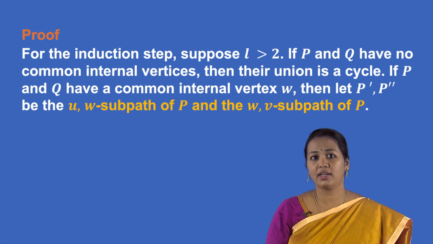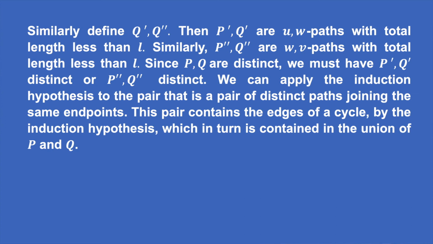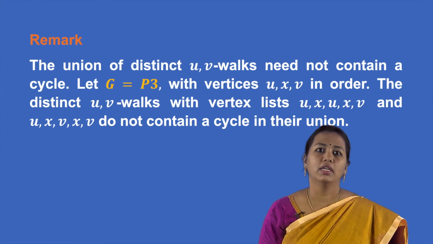If P and Q have a common internal vertex w, then let P', P'' be the U,w-subpath of P and the w,V-subpath of P. Similarly, define Q', Q''. Then P', Q' are U,w-paths with total length less than L. Similarly, P'', Q'' are w,V-paths with total length less than L. Since P and Q are distinct, we must have P' and Q' distinct, or P'' and Q'' distinct. We can apply the induction hypothesis to that pair, a pair of distinct paths joining the same endpoints. This pair contains the edges of a cycle by the induction hypothesis, which in turn is contained in the union of P and Q.